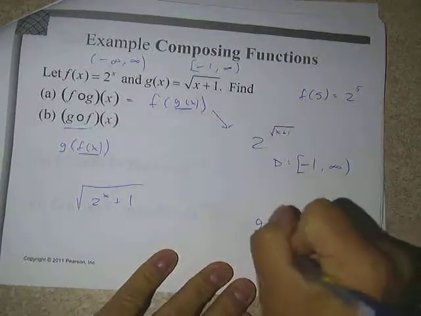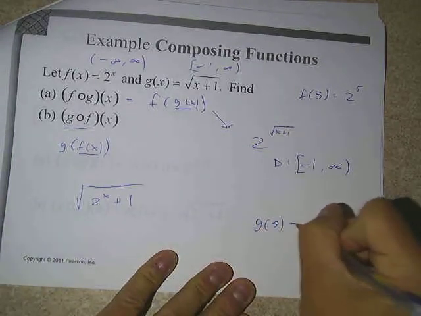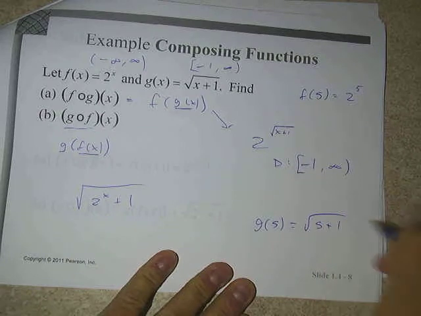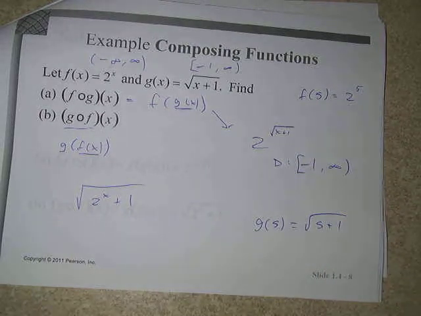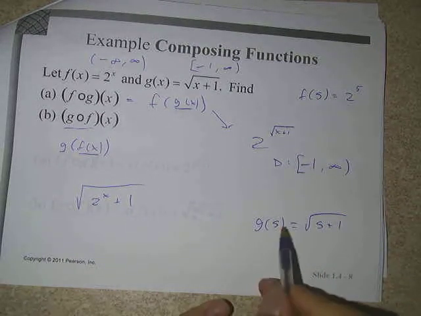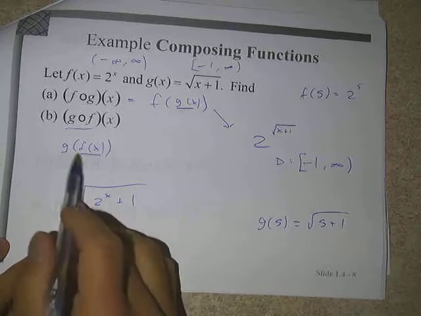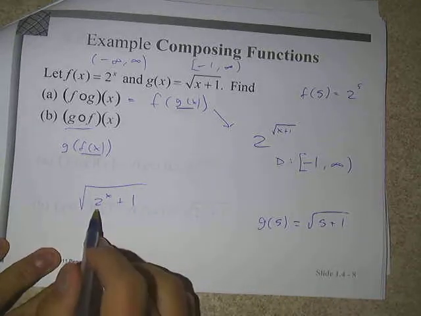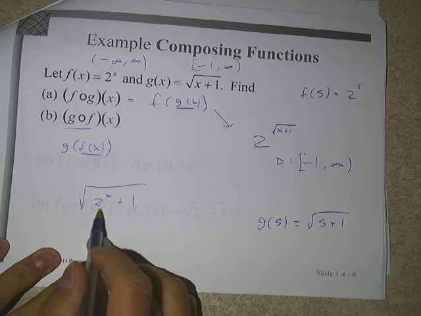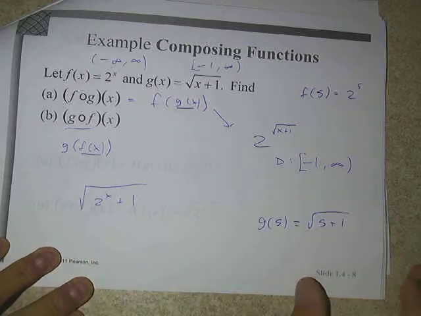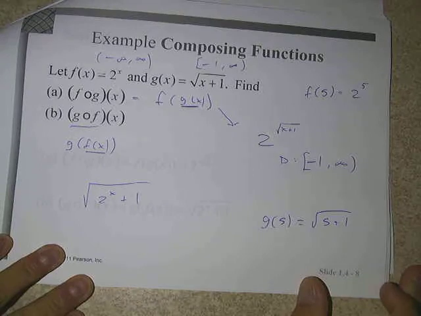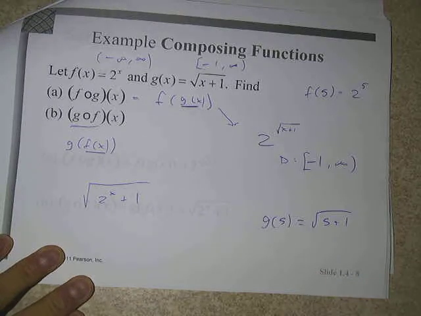So remember the g function is this, so it's going to be the square root of, and then replacing x here, we're going to replace it with f. So it's going to be 2 to the x plus 1. No different than if I were to do g of 5. If I did g of 5, I would be plugging a 5 in for x. True?